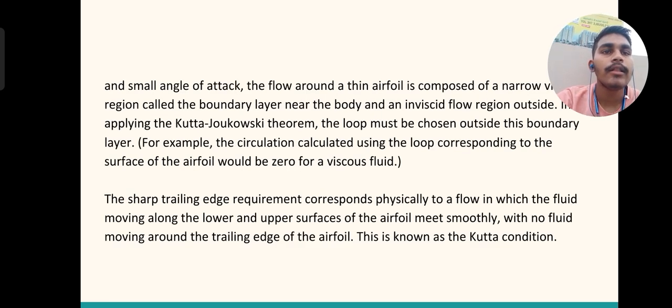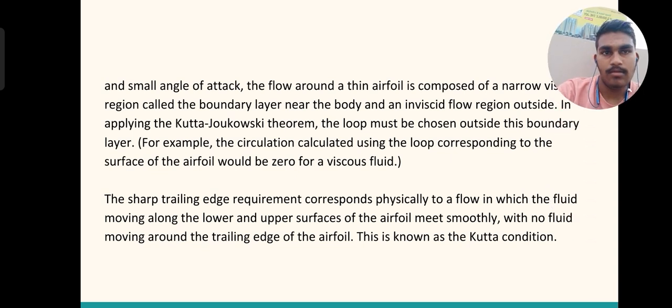the flow around a thin airfoil is composed of a narrow viscous region called the boundary layer near the body and an inviscid flow region outside. In applying the Kutta-Joukowski theorem, the loop must be chosen outside this boundary layer. For example, the circulation calculated using the loop corresponding to the surface of the airfoil would be 0 for a viscous fluid. The sharp trailing edge requirement corresponds physically to a flow in which the fluid moving along the lower and upper surfaces of the airfoil meets smoothly, with no fluid moving around the trailing edge of the airfoil. This is known as the Kutta condition.